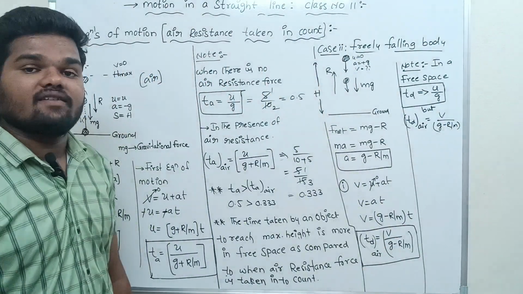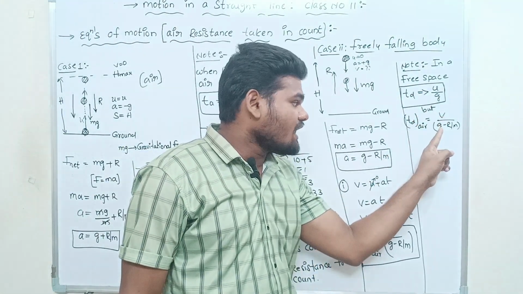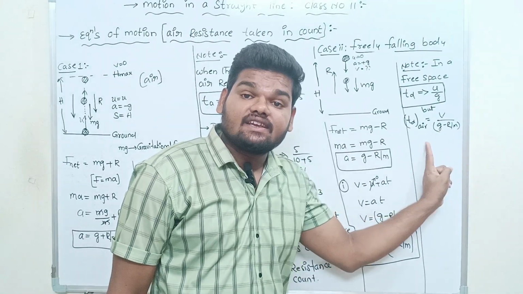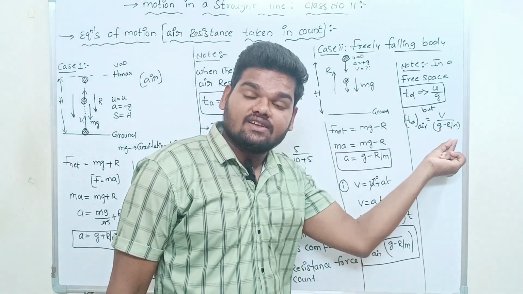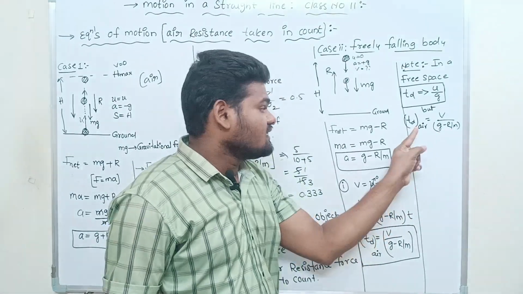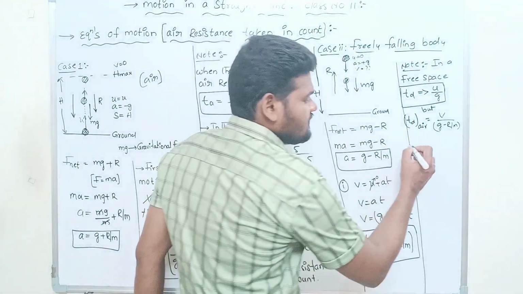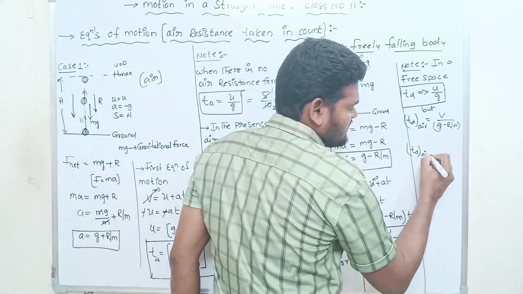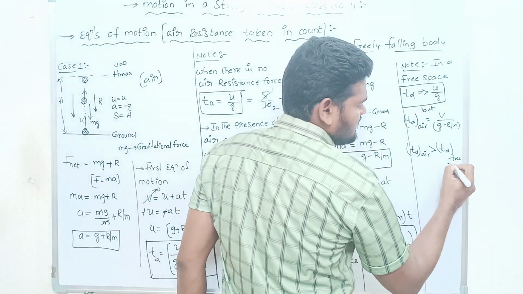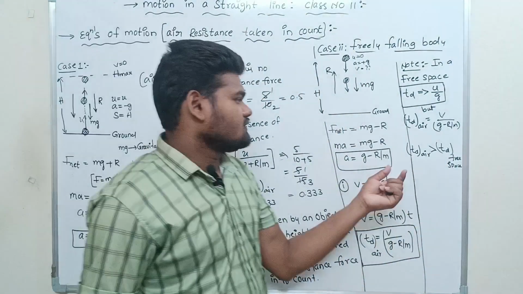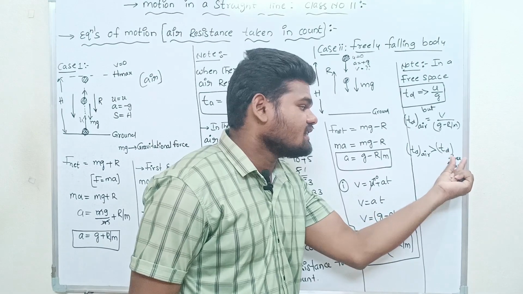So which is the greater value and which is the least value? Have a look. Here in the denominator we have only g. Here we have the denominator g minus r by m. g is subtracted from r by m. That means overall the denominator value is less. If the denominator value is less, then the time of descent in case of air is absolutely greater than the time of descent in free space. Are you getting? Right. So the time of descent in the presence of air is greater than the time of descent in case of free space.